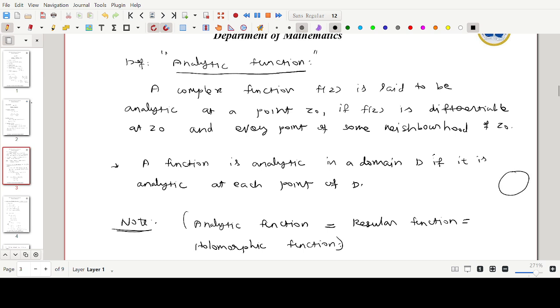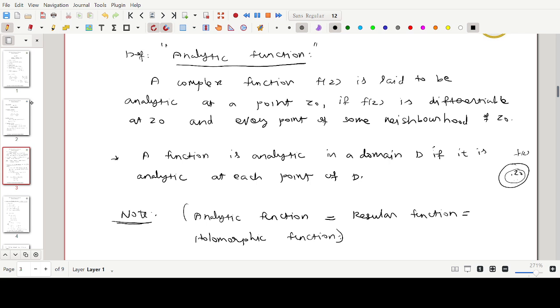So what is the meaning? A complex function f of z is said to be analytic at a point z naught if f of z is differentiable at z naught and in some neighborhood of z naught. So the function is differentiable not only at the point z naught, it is also differentiable at neighboring points of z naught. Then only we can say a function is analytic.